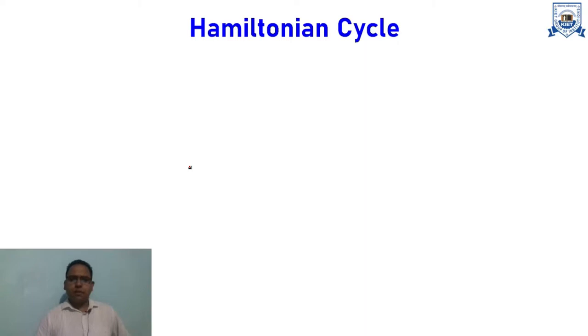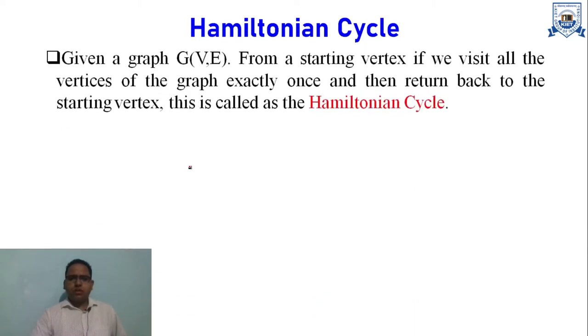If you are able to come back to the starting vertex, that is called a Hamiltonian cycle. Okay, so given a graph G from a starting vertex, if we visit all the vertices of the graph exactly once and then return back to our starting vertex, this is called a Hamiltonian cycle.